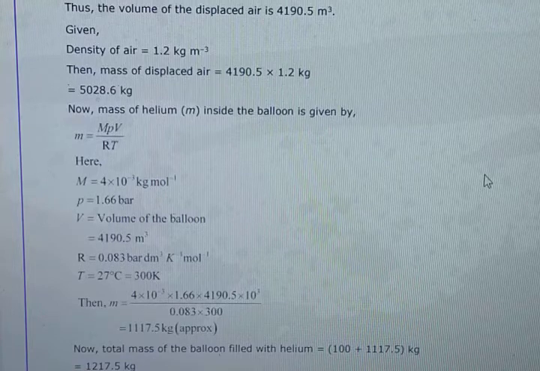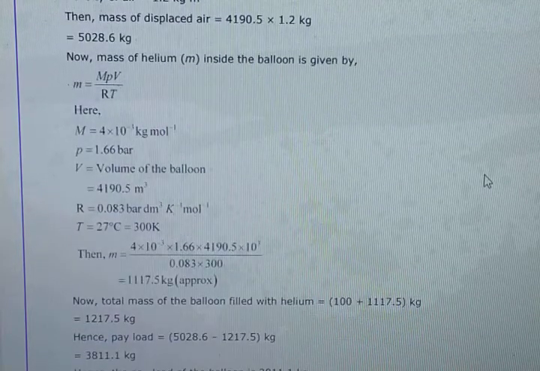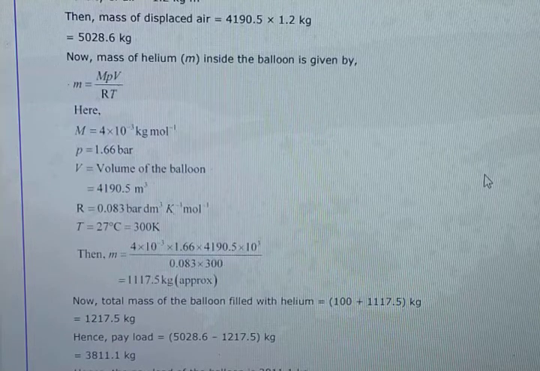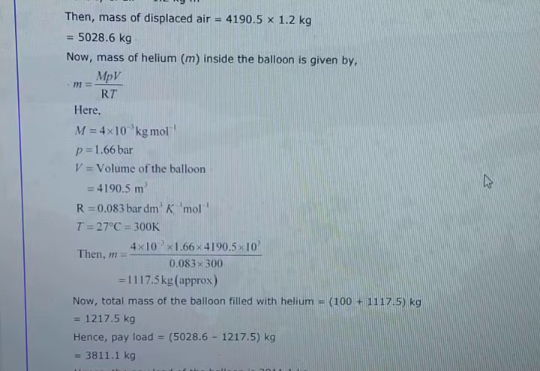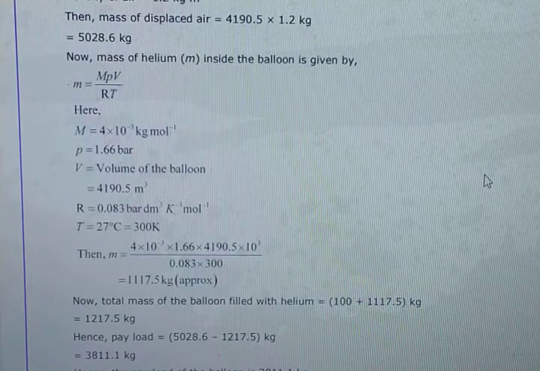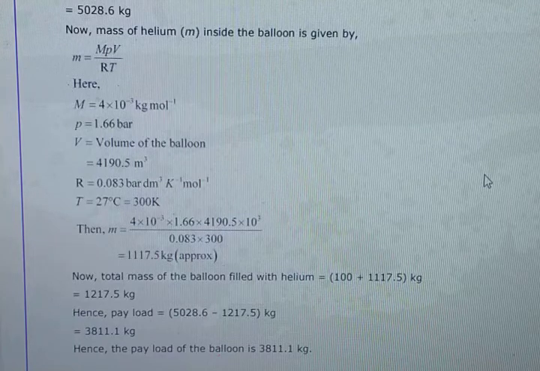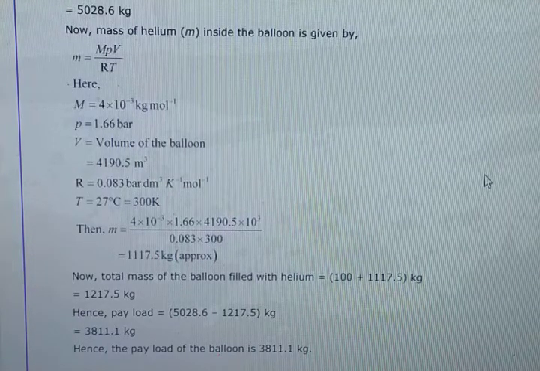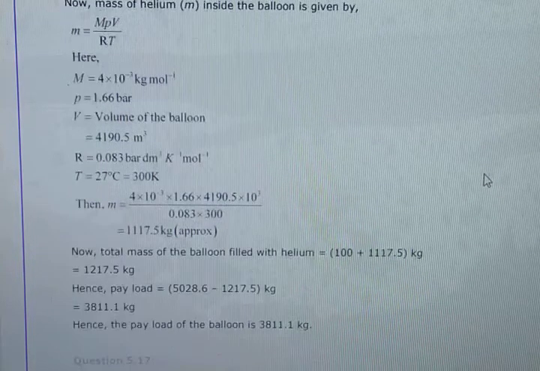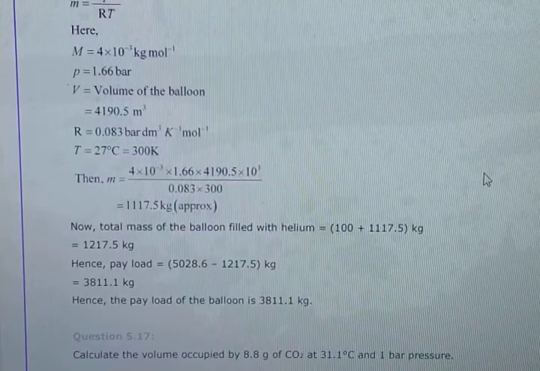Now the total mass of the balloon filled with the helium is 100 plus 1117.5 kilogram, that is 1217.5 kilogram. Hence payload is equal to 5028.6 minus 1217.5, that is equal to 3811.1 kilogram. Hence the payload of the balloon is 3811.1 kilogram. So this was our question number 16. Now we are moving towards question number 17.